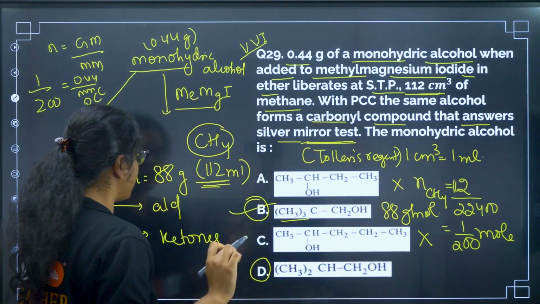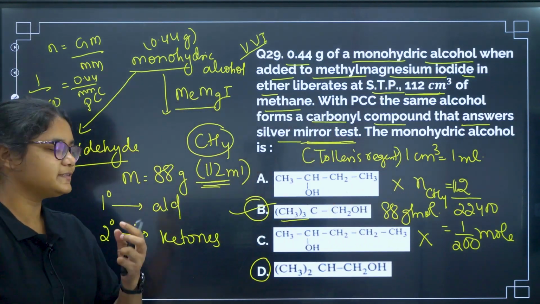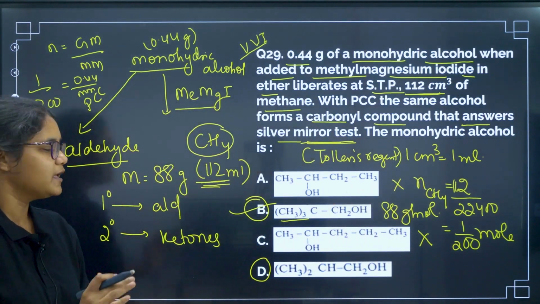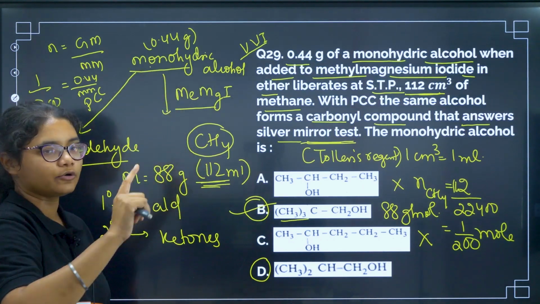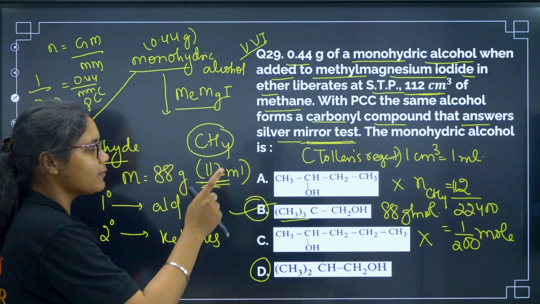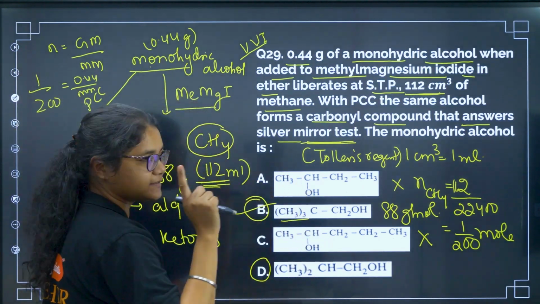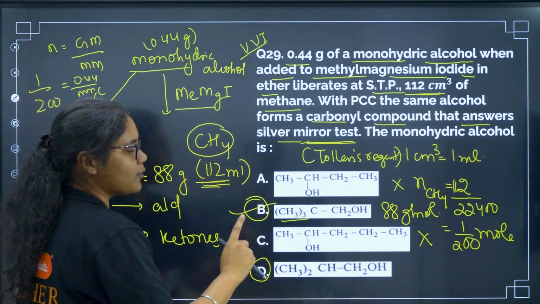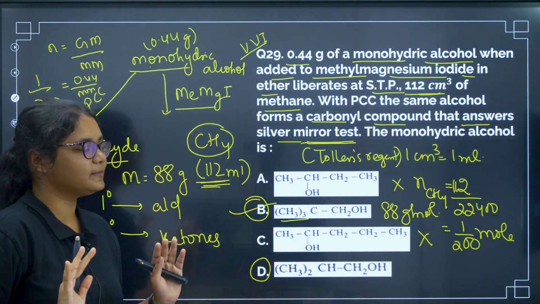Right. Now we know that primary alcohols will give you aldehydes and secondary alcohols will give you ketones. So that means this monohydric alcohol must be a primary alcohol. From the options you can see this first option is a secondary alcohol and the third option is also a secondary alcohol. So we can eliminate these two.